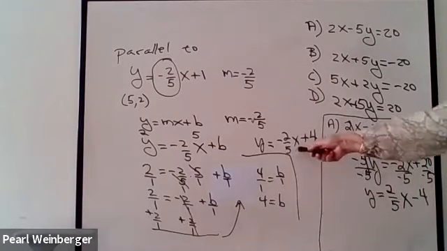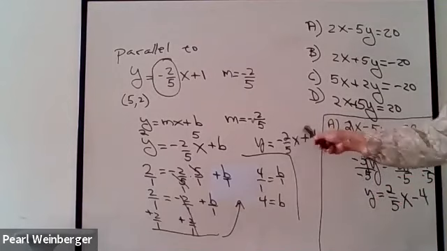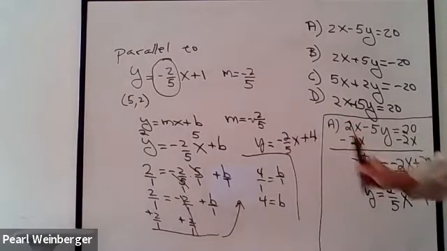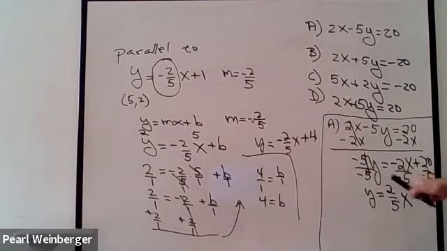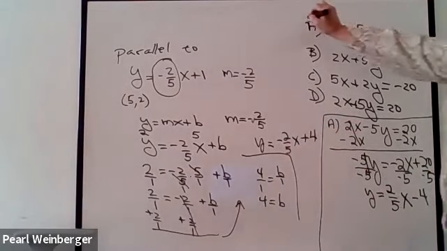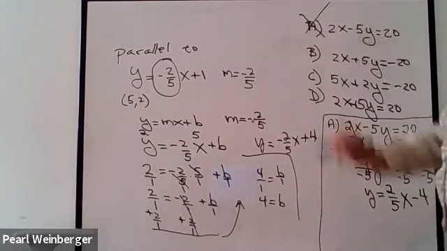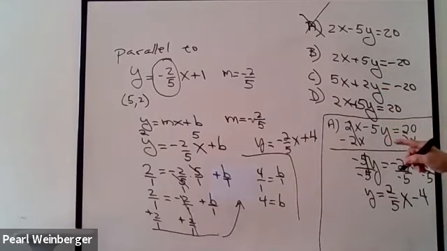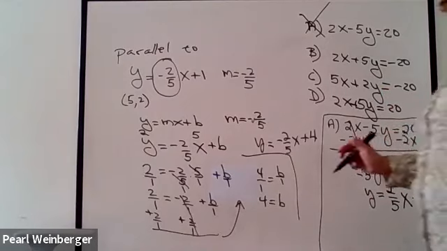And if I compare it, the numbers are the same, but the signs are wrong. This has a negative 2/5, and this has a positive 2/5. So obviously, this is not the right choice. So now, let's look at some of the other choices.